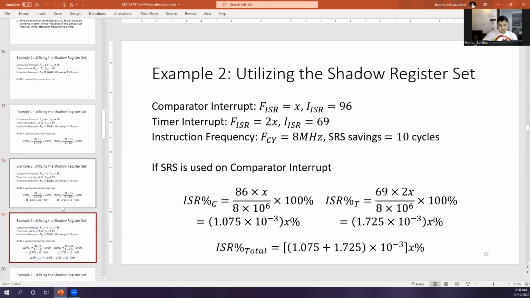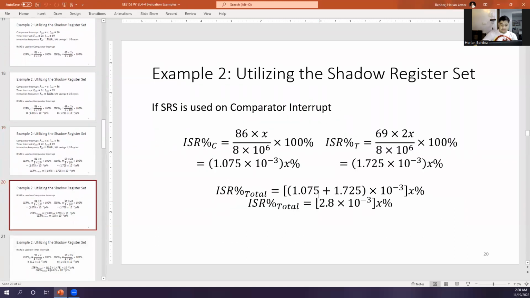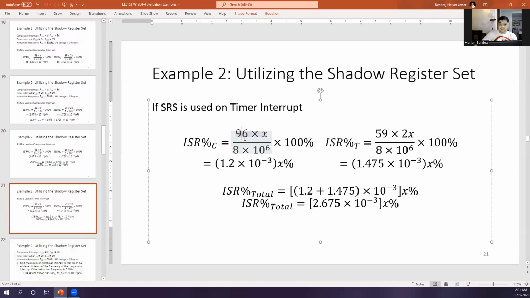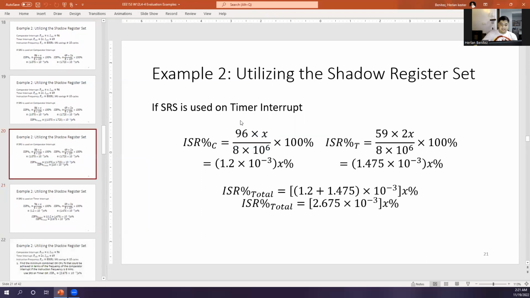So if we add those up together, we get 2.8 times 10 to the negative 3 if we use the shadow register set on the comparator. Then we compare this to the case na ginamit natin yung shadow register sa timer interrupt. So itong 86 dito, magiging 96. And yung 69 originally, magiging 59.